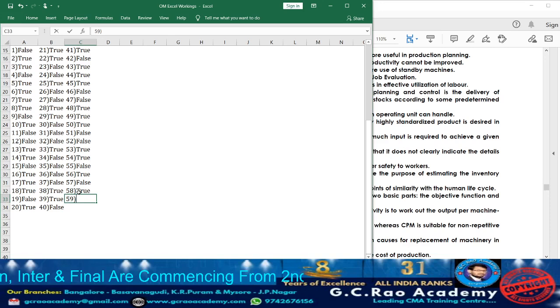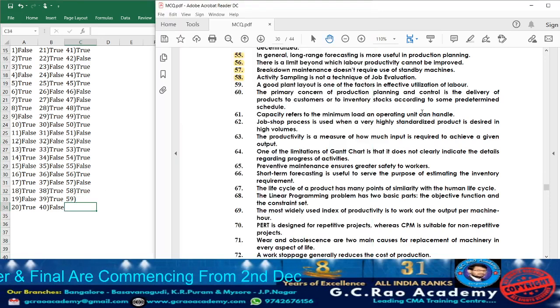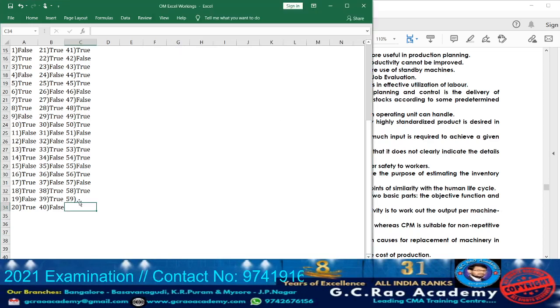Now let us move on to statement 59. What they are telling: a good plant layout is one of the factors in efficient utilization of labor. Yes, the statement is true, because when a good plant layout is available, it is going to provide safety to the labor. So accordingly, effective utilization of the labor can be made. So statement 59, whatever they have given, again it is true.